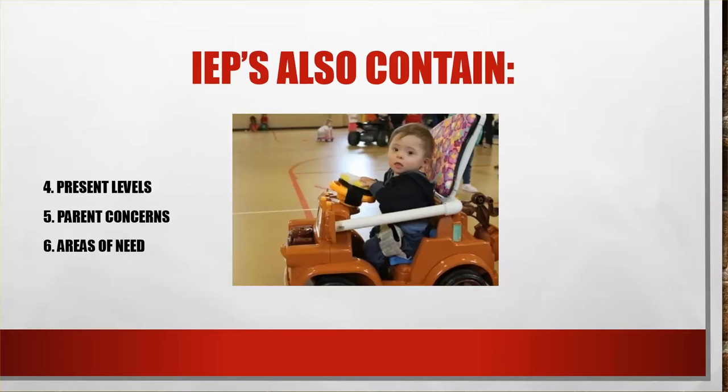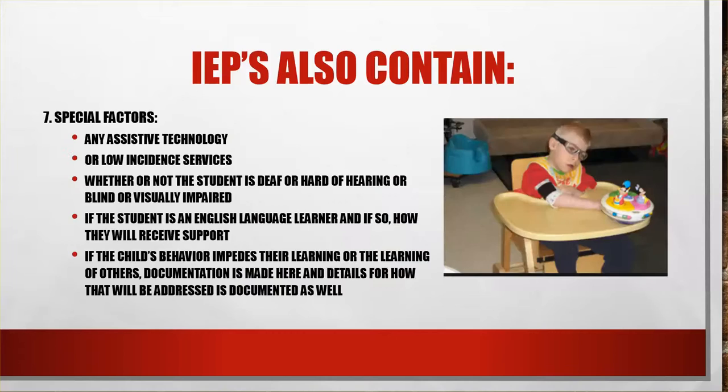Number 6, the team also documents which areas of need should be addressed in goals so that the student may receive educational benefit. Number 7, the Special Factors section of the IEP documents any assistive technology or low-incidence services, whether or not the student is deaf or hard of hearing or blind or visually impaired. If the student is an English language learner, and if so, how they will receive support. If the child's behavior impedes their learning or the learning of others, documentation is made here, and details for how that will be addressed is documented as well.